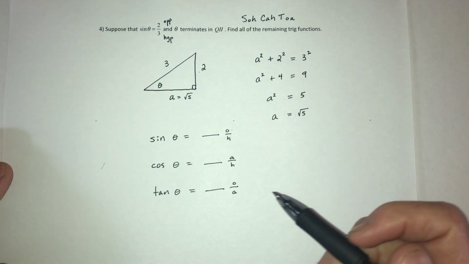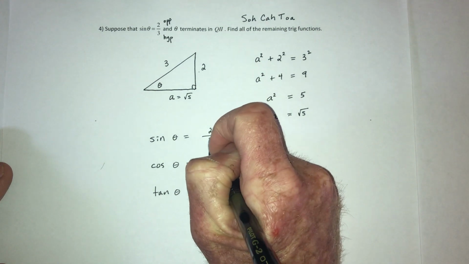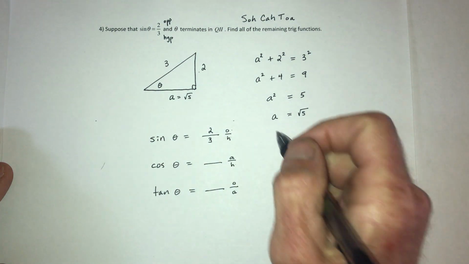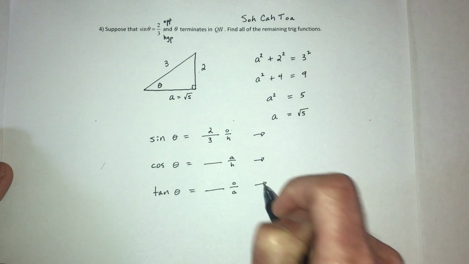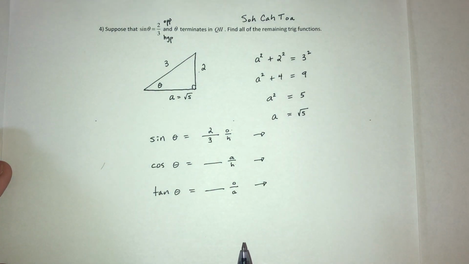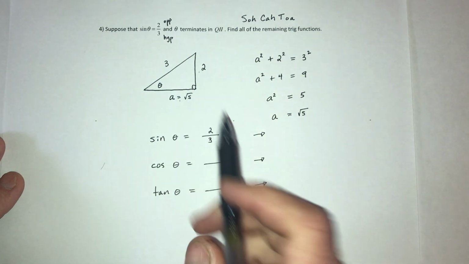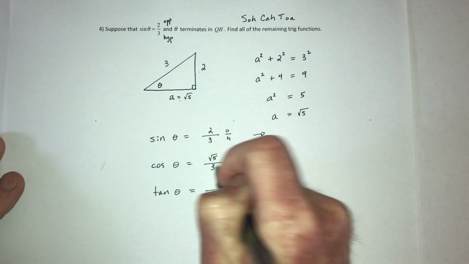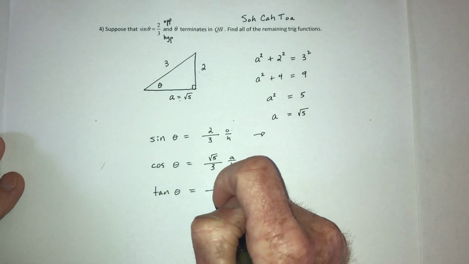Okay, now sine would be opposite over hypotenuse, so 2/3. And you're saying, well, you already had that one, so why are you writing it down? Well, because we're going to have to do the other 3 trig functions, and I prefer to have the first 3, so I know that I get the next 3 correct. So cosine would be adjacent over hypotenuse. Tangent would be opposite over adjacent.